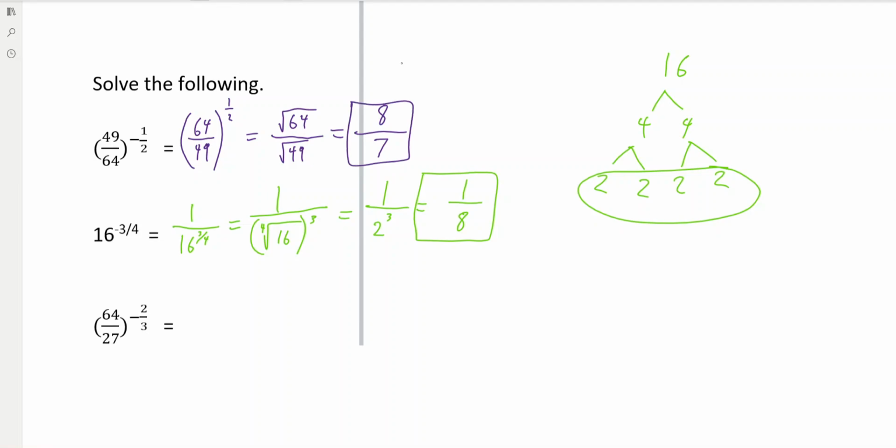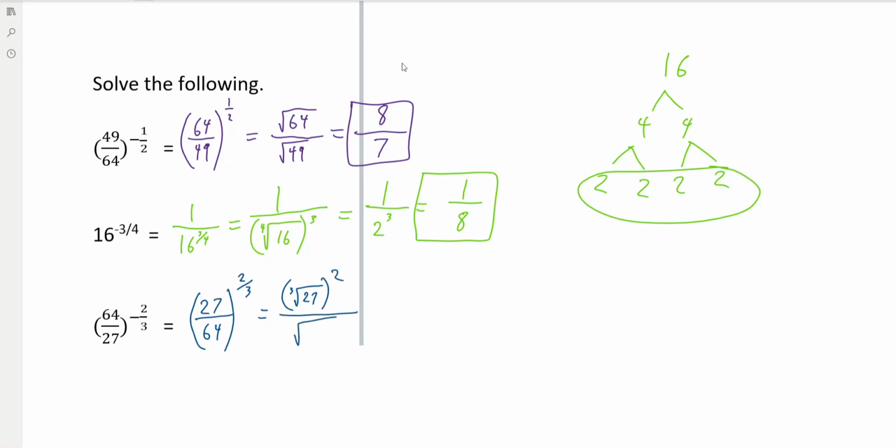All right, and one last example question here. We have 64 over 27, all to the power of negative 2 over 3. So first things first, we're going to flip it, because the entire thing is to the negative exponent. And we're going to change the exponent from a negative to a positive, now that we've flipped it. Now we're going to take the denominator, which is the 3, and we're going to cube root 27. Then we're going to square it, because that's the numerator.